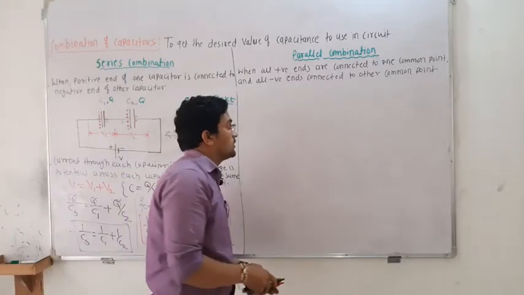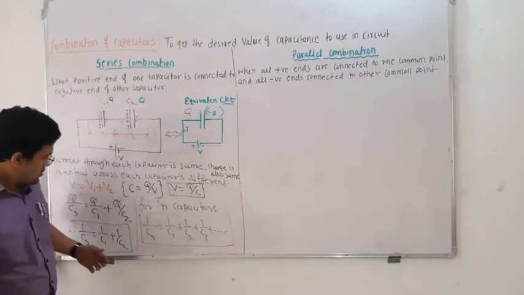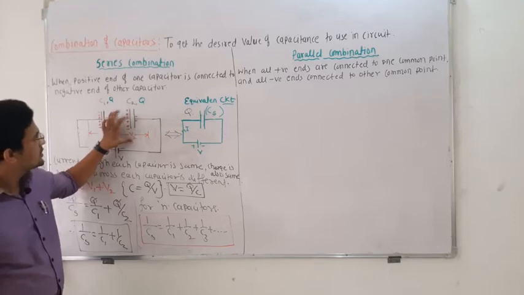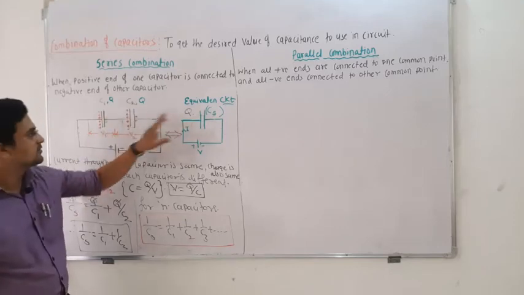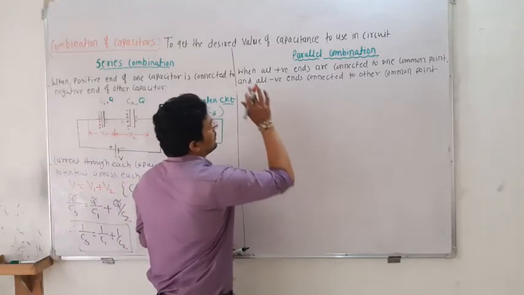So next we will move towards the parallel combination. Always remember, the equivalent capacitance of series capacitors is always less than the individual capacitors. Okay, मतलब इससे वो कम ही रहेगा हमेशा, CS की वैल्यू हमेशा C1 और C2 से कम ही रहेगी. Okay, so remember this. Next is parallel combination.